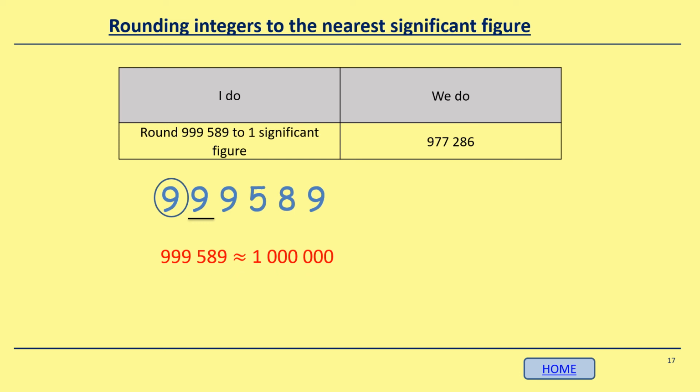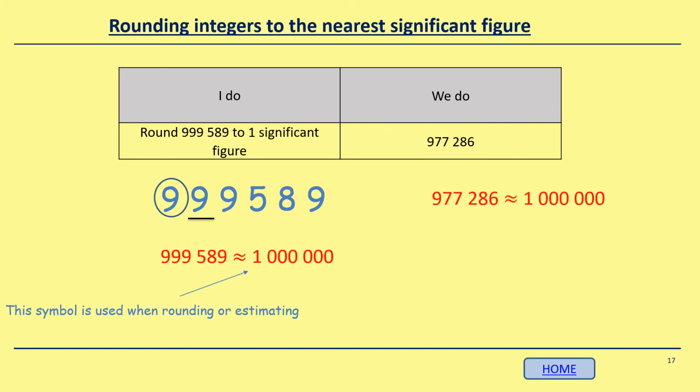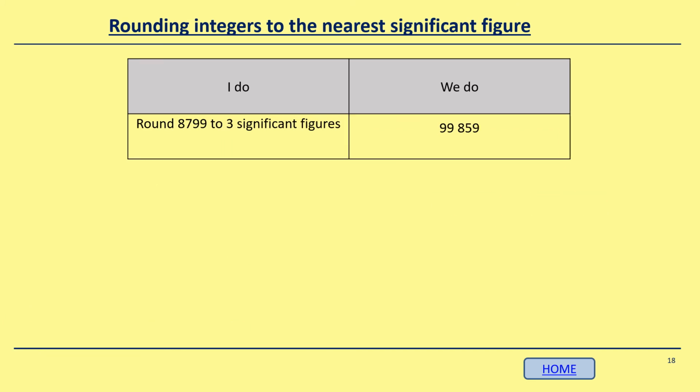You have a go at 977,286 to 1 significant figure. So the answer is 1 million again. Round 8,799 to 3 significant figures. There's my 8,799. There's my 8. So we're interested in this last 9. It's bigger than 5. And it's 3 significant figures. So the 9 before it is going to go up. So it's going to go to 8,800.